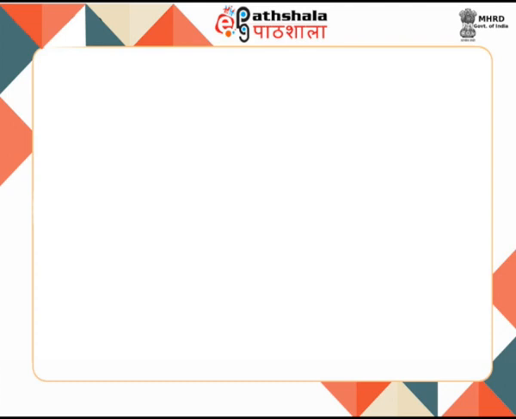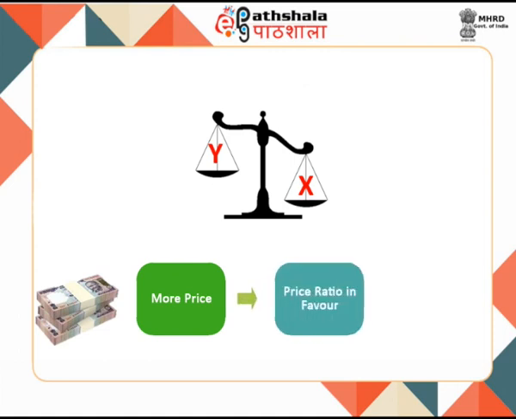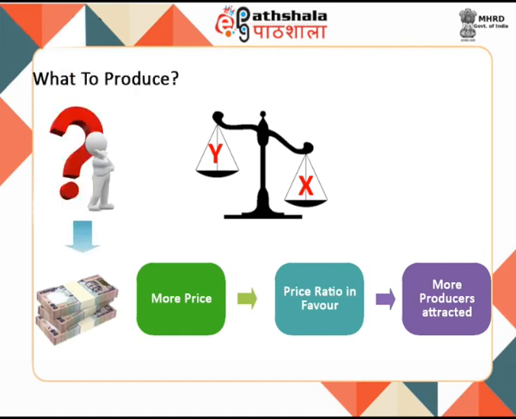This choice is made with the help of the price of each commodity with respect to the other. If the demand for commodity X is more, then the price of X would be more. The price ratio will tilt in favor of X against commodity Y. This would attract producers to produce more of the commodity X. This is how the question of what to produce is solved. The pricing in the product market helps to solve the problem.